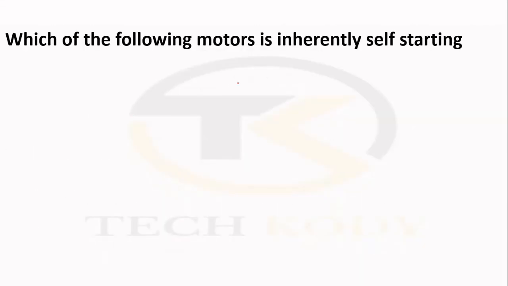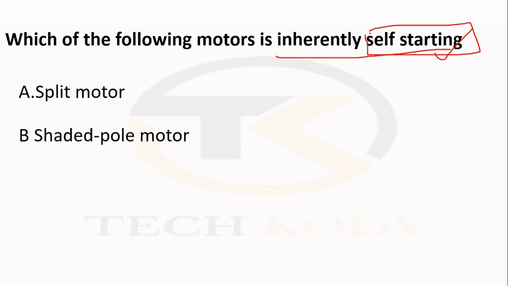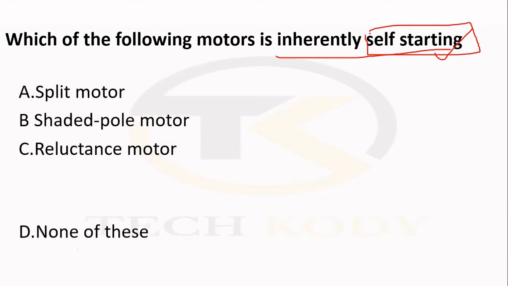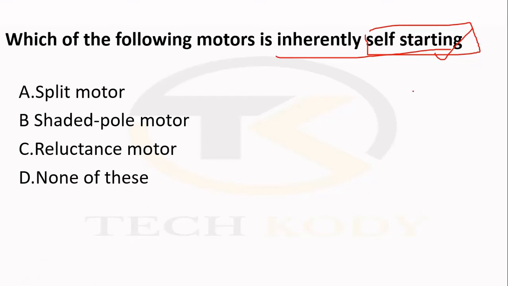Which of the following motors is inherently self-starting? Here they ask for the self-starting motor: split motor, shaded pole motor, reluctance motor, or none of the above. The self-starting motor is the shaded pole motor.